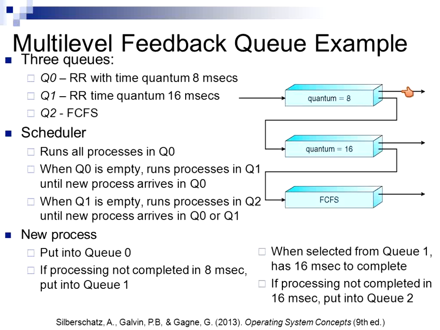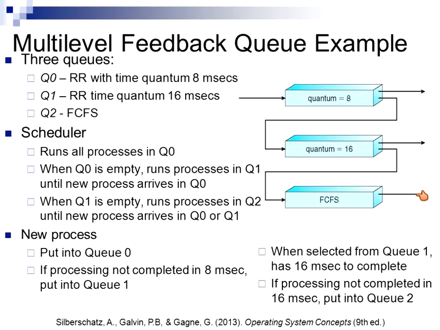and go back to running the processes in Q0. Okay? So only when Q0 is empty will it start running the processes in Q1, and then when Q1 is empty, it'll run all the processes in Q2. Okay, so it's going to give the first queue the highest priority, and that has the time quantum with the lowest amount of milliseconds. And when it's running a process in Q2, if anything comes into Q0 or Q1, it'll stop running the process in Q2 and go and run the higher priority process.